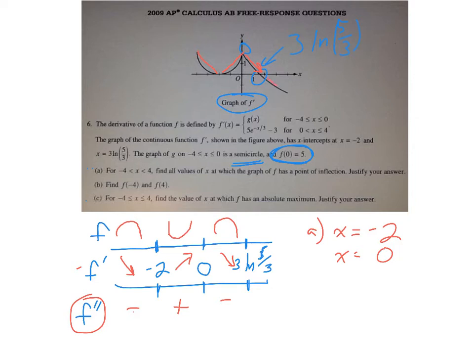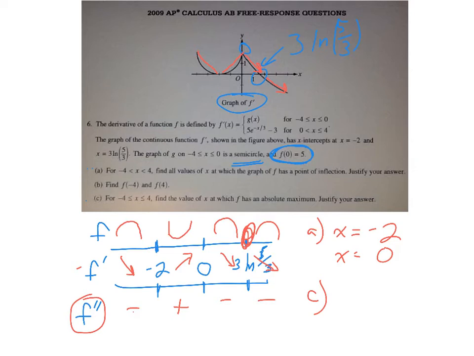Now after 3 ln 5 over 3, we're still going down, so that is still negative. No point of inflection here. Okay? All right, well, let's stay with this and do part C. You don't have to do these in order, you just have to get all of your answers up. So we don't have to do these in order. I'm going to look at part C here.